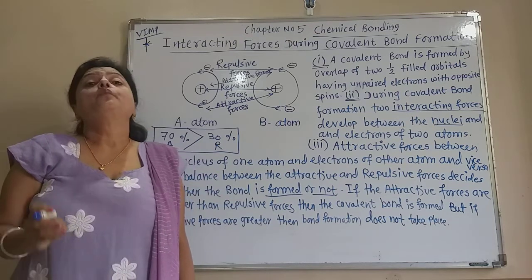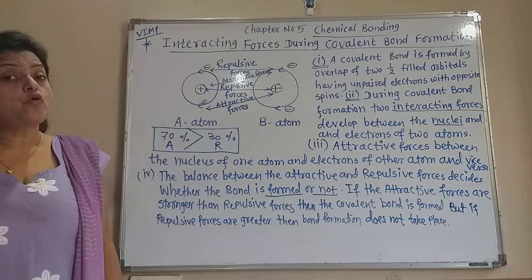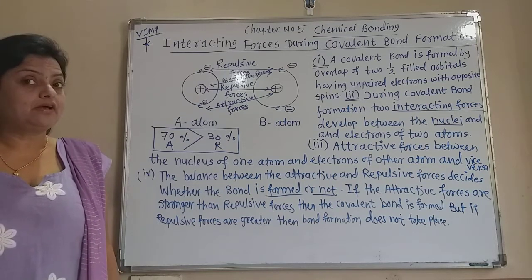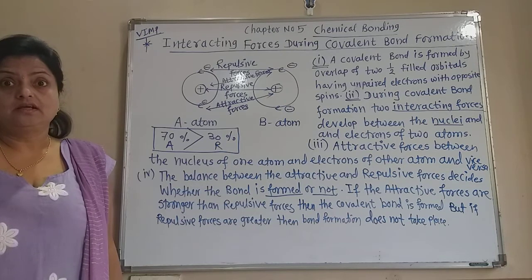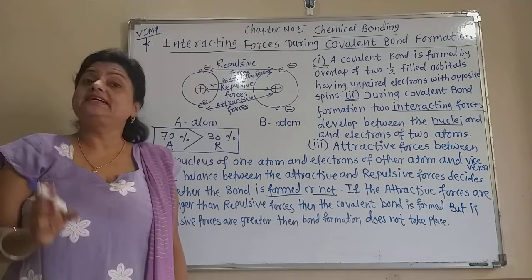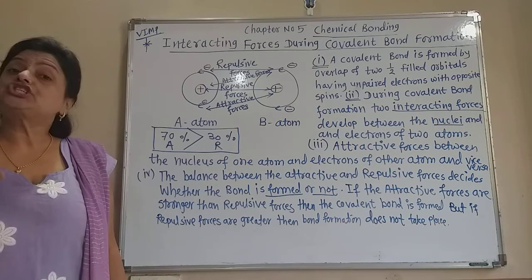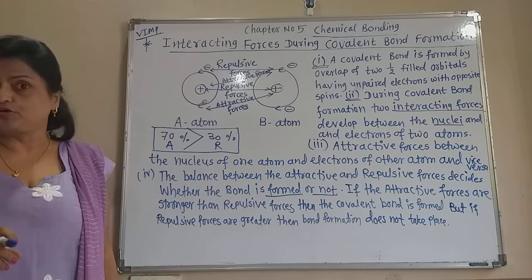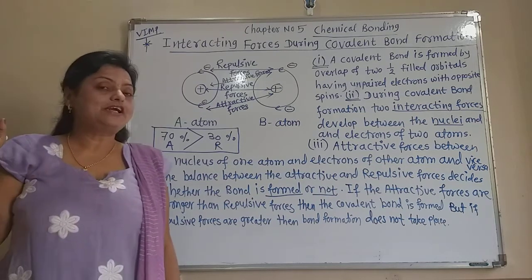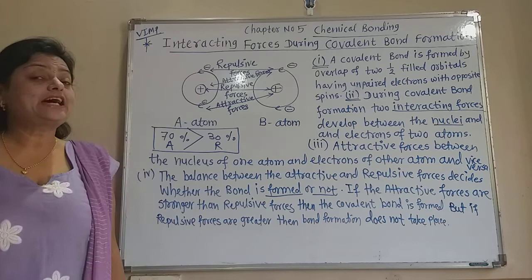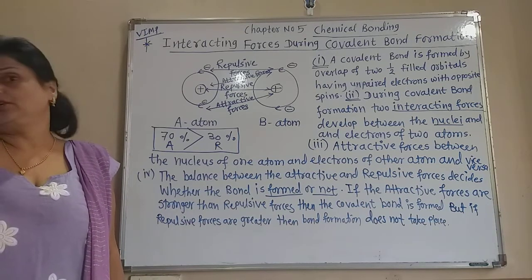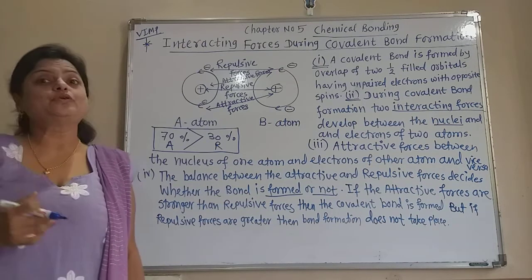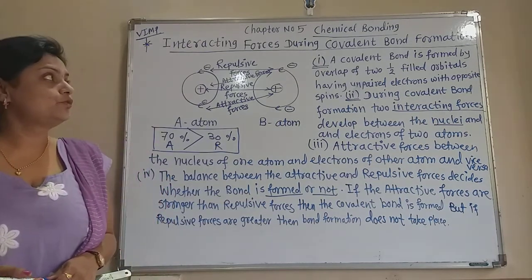Now we know that for covalent bond formation, the valence shell must contain unpaired electrons, that is, half-filled orbitals containing unpaired electrons, and the spins of the unpaired electrons of the two different atoms must be opposite. Then covalent bond formation takes place. But if the spins are parallel, that is, similar spin, then covalent bond formation does not take place, and at that time the repulsive forces are greater than the attractive forces.